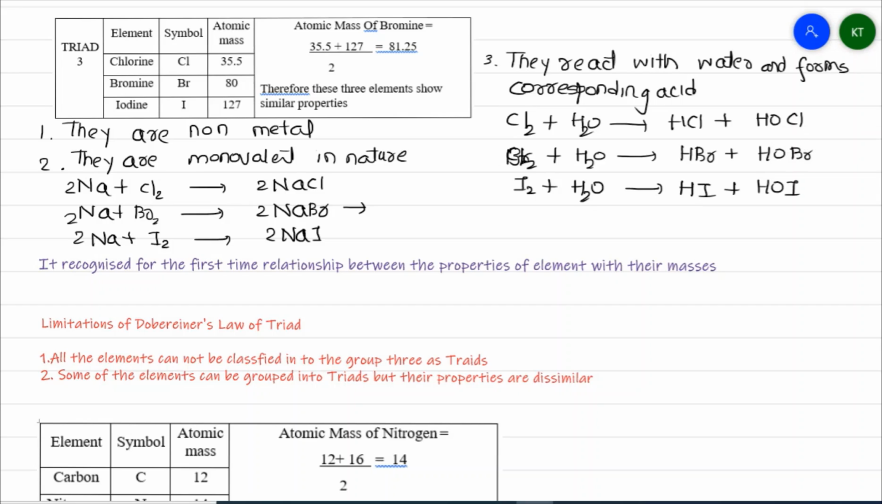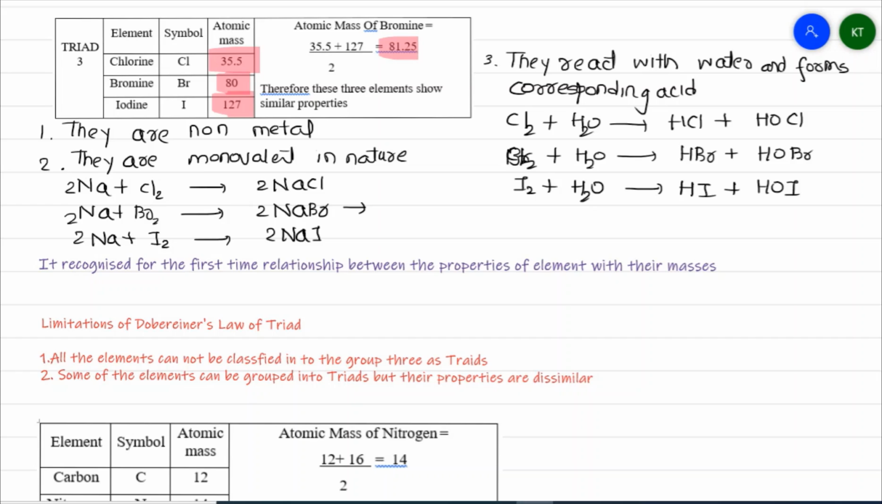Now, let us look at the masses. Chlorine is 35.5, iodine is 127. Adding 35.5 plus 127 and dividing by 2, I get 81.25, which is roughly the atomic mass of bromine, 80. So here we figure out that the masses are approximately equal.